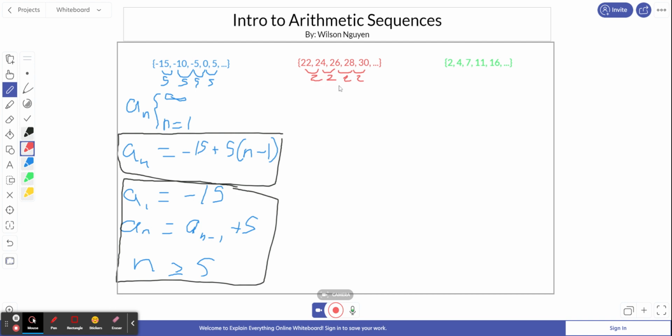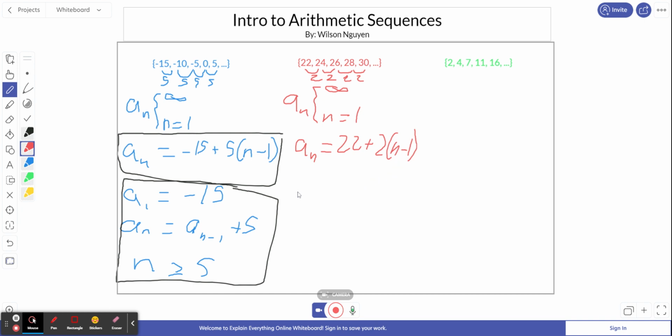Now to define the sequence, again, we can either use explicit or recursive. So we write a sub n, and then n equals 1 to infinity. So for explicit, we write a sub n is equal to the first term, 22, plus 2, 1 less than the term we are at.